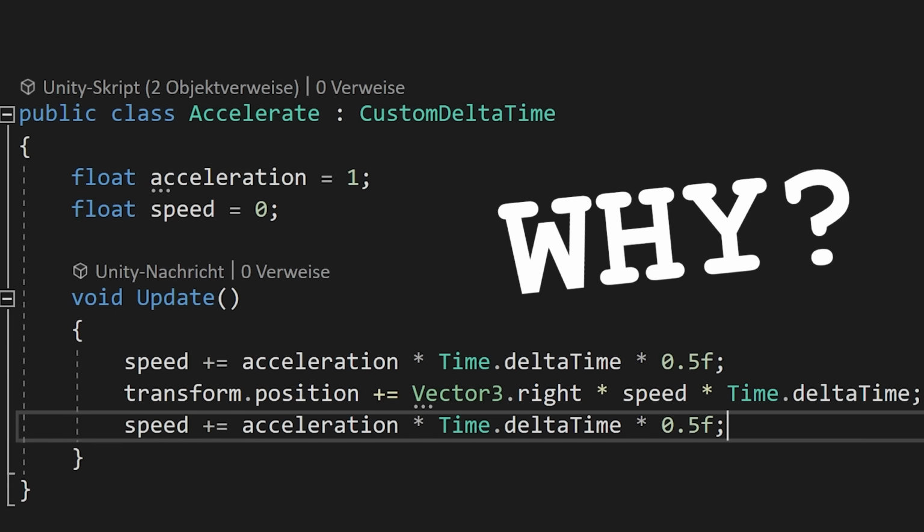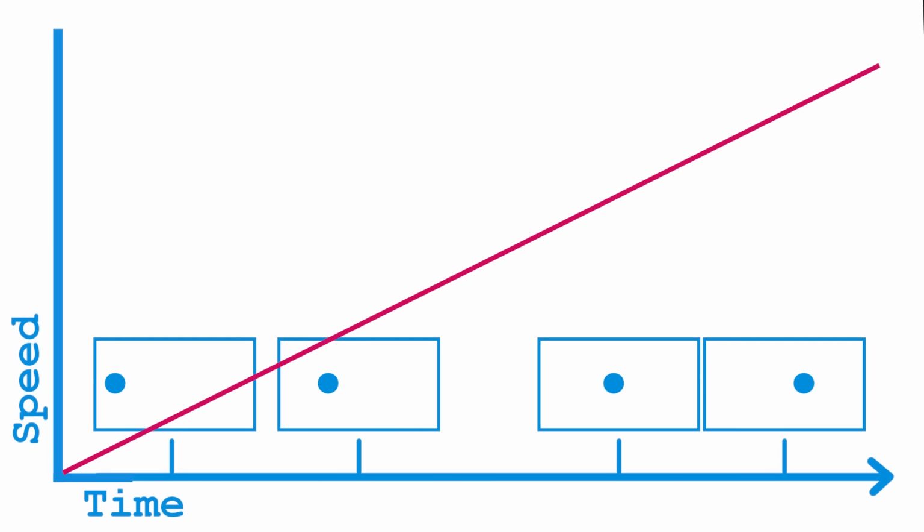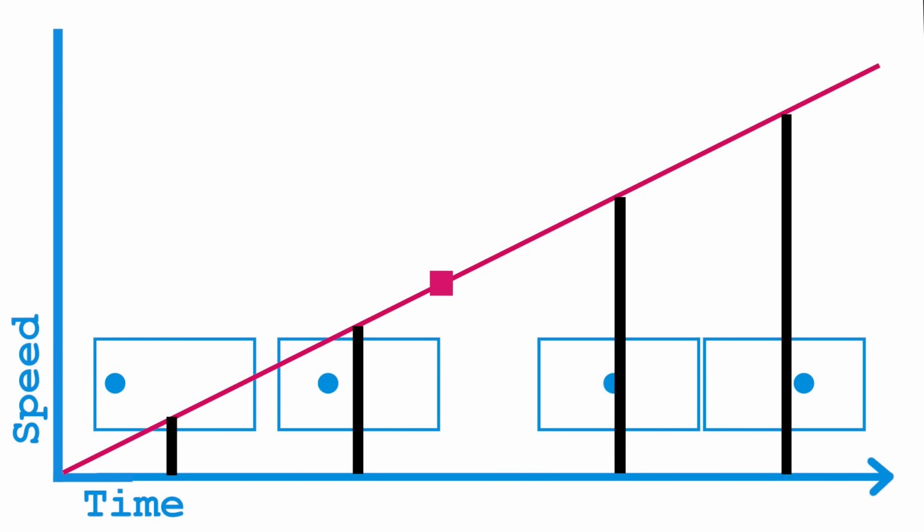Why does this work? Let's graph this out. On the x-axis we have the time, and on the y-axis we have the speed of the snail. So our snails start out with 0 speed, but they do get faster and faster over time. Luckily for every frame we know exactly how fast the snails are, because the speed is just increasing linearly.